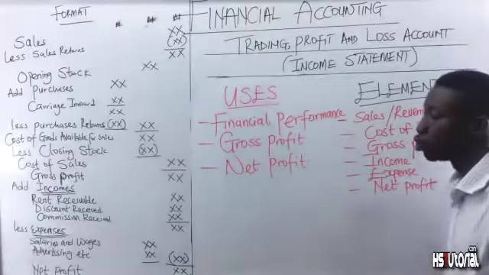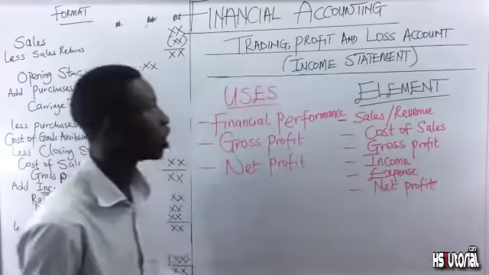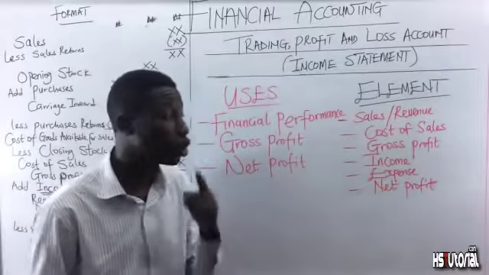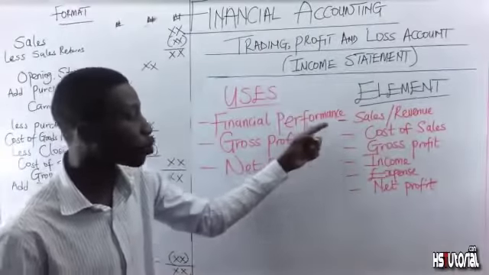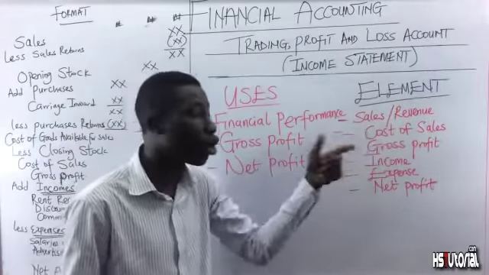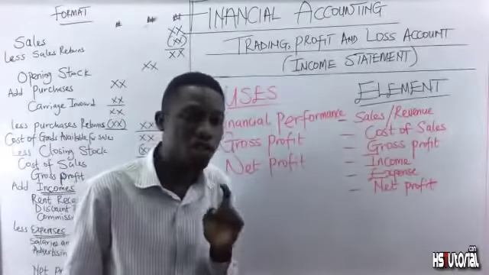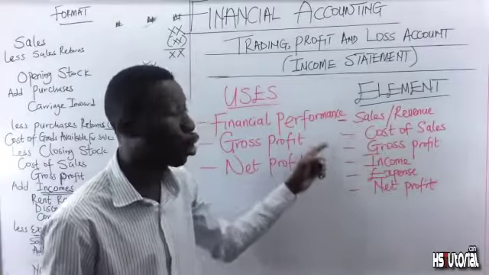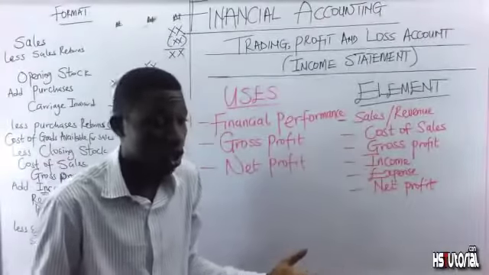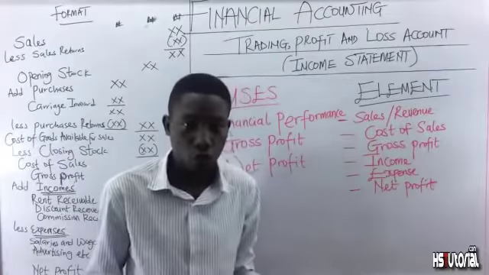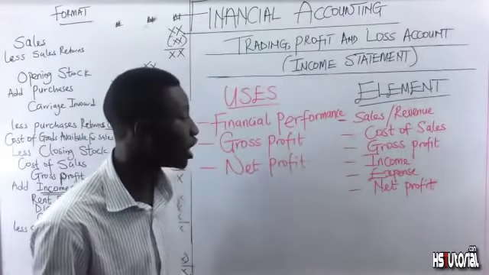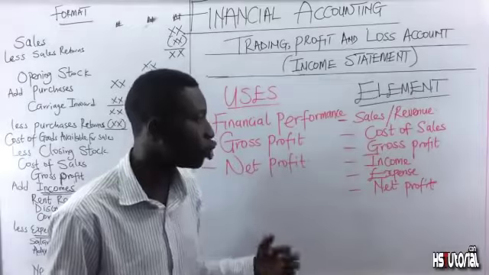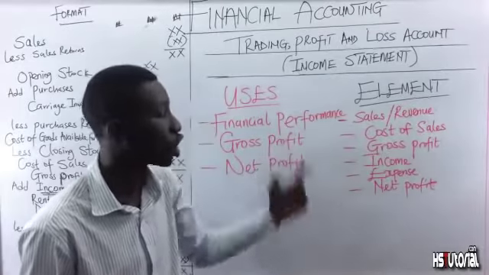Then now let's move to the next one, which is the elements of income statement. What are the things that you will need to find in your income statement? The first one is the sales or revenue. If you don't call it sales, you call it revenue. If you don't call it revenue, you call it turnover. Then let's move to the next one, which is the cost of sales. If you don't call it cost of sales, you can also call it cost of goods sold. Then the next one is the gross profit. The gross profit is another element you will need to see in your income statement.